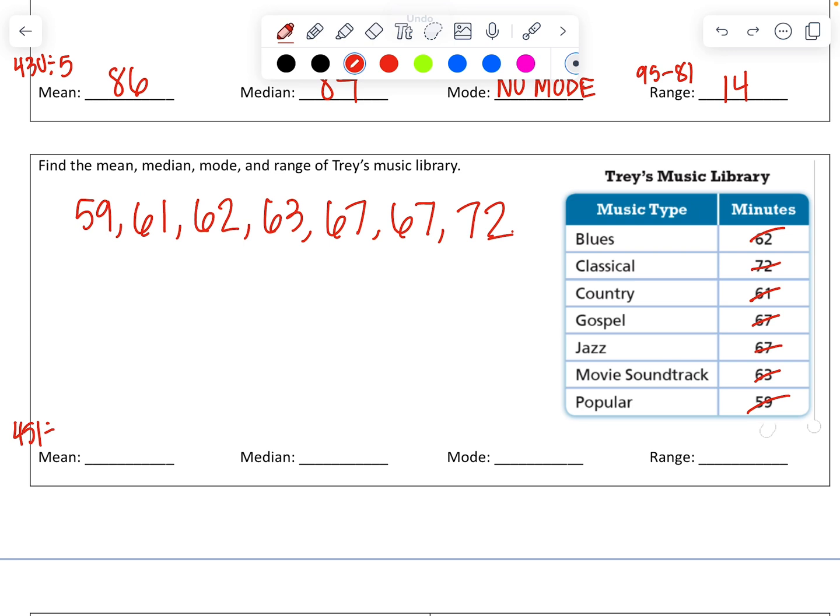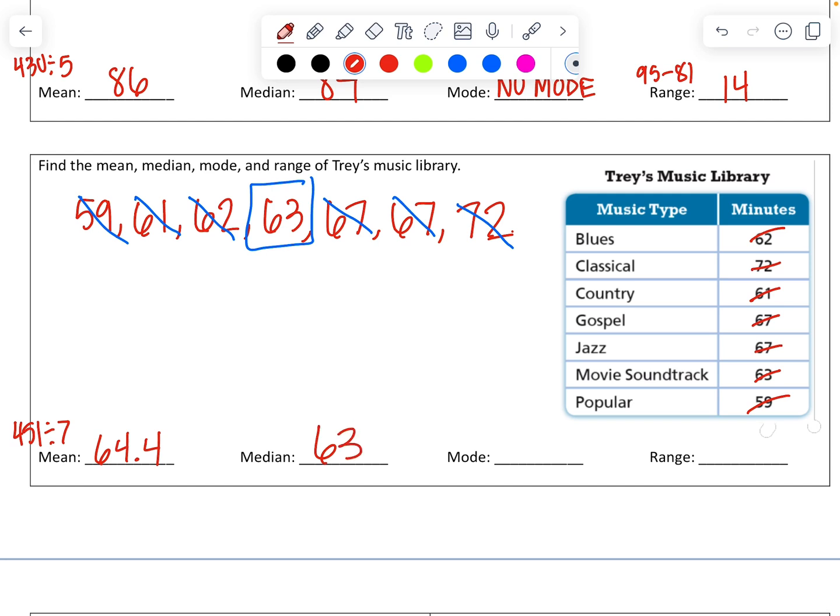Okay, because the next number after the 4 is a 2, and it's less than a 5, so we would keep it the same. For our median, we need to find the middle number, so I'm going to cross off 59 and 72, 61 and 67, and 62 and 67. So I should have the same amount of numbers crossed off on the left that I do the right, and my median would be 63.